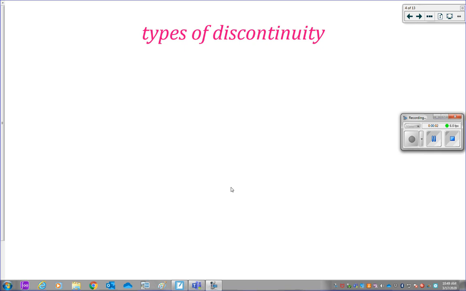Hello again. We are back with our continuity. We're going to talk about a couple different types of discontinuity, though we have seen these before too. So they're going to be relatively quick.